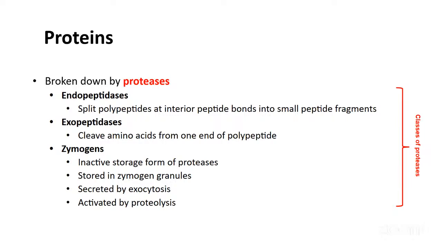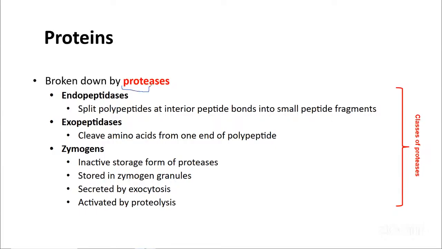So our general word for an enzyme that breaks down a protein is going to be a protease. We've got that prote part that tells us we're breaking down proteins. That ase part tells us this is an enzyme. So proteases are enzymes that break down proteins.